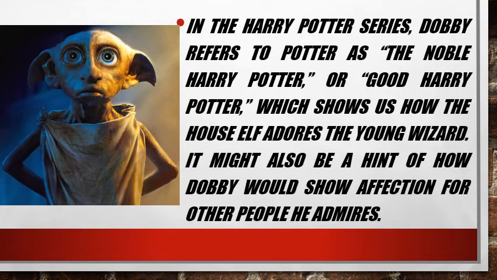For example, in the Harry Potter series, Dobby refers to Potter as the noble Harry Potter or good Harry Potter, which shows us how the house elf adores the young wizard. It might also be a hint of how Dobby would show affection for other people he admires.